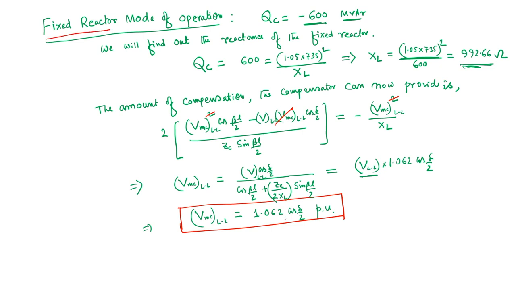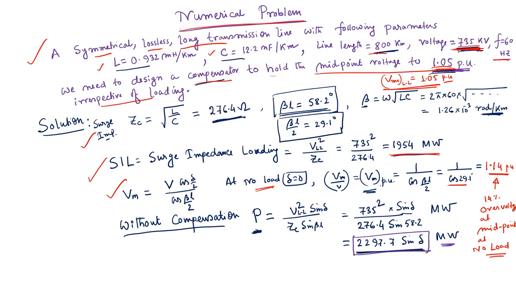Okay. Now, of course, if you look at this particular compensated voltage, then you can see at delta equal to 0, that means delta equal to 0 corresponds to the condition that the system is working at no load condition. Then the midpoint voltage VMC line to line is equal to 1.062 per unit. It means that there is some amount of over voltage, but which is much lower than the 14% over voltage if we do not provide any compensator, which we obtained earlier, that there will be 14% over voltage at the midpoint at no load when there is no compensator. At this condition, we assume that there is no midpoint compensator.